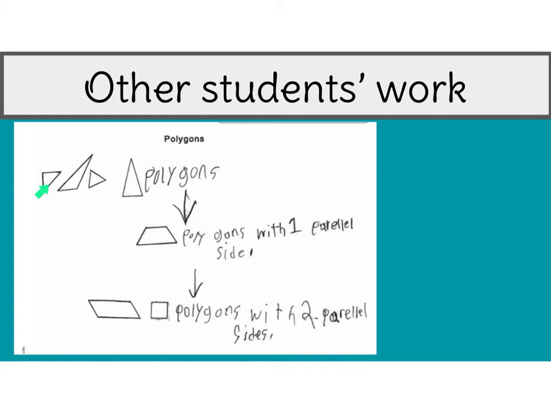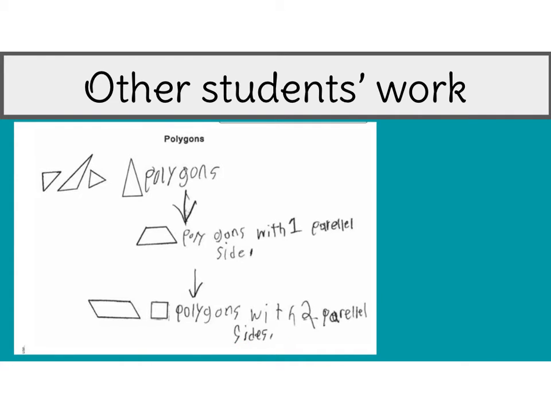So if we look here, I see 1, 2, 3, 4, 5, 6, 7. So that's the first thing I've noticed, that this person did not include 8 of the polygons. Did they create a hierarchy? That means we have a category with some subcategories. It looks like their category is polygons here at the top. We move down, it says polygons with 1 parallel side.